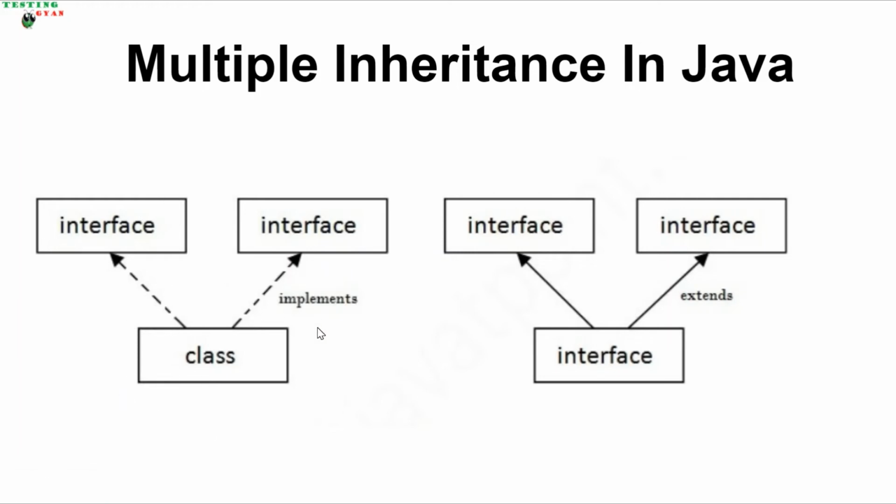In the same case, if I need to implement two interfaces in a class, then I'll use the implements keyword. If I want to inherit two interfaces in another interface, then I'll use the extends keyword. Let's see its implementation in Eclipse. Let me open my Eclipse.